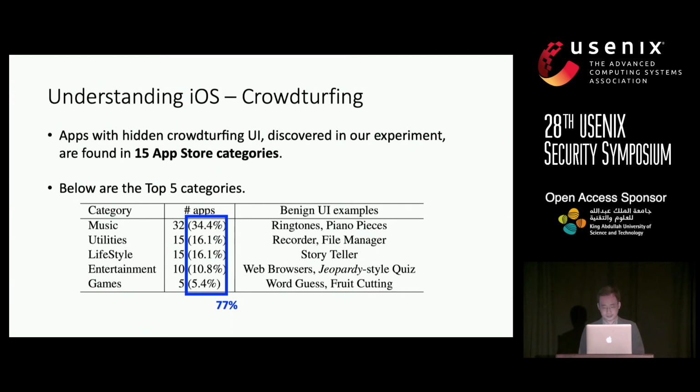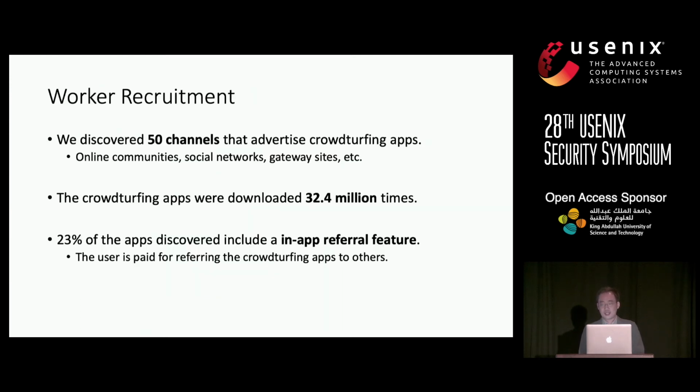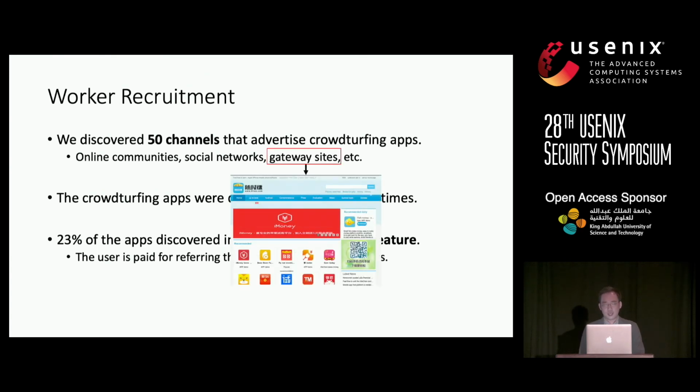To understand how crowdturfing platform owners spread such apps and recruit workers, we searched the app names that we discovered in our research on Google search engine. Through that approach, we discovered 50 channels that advertise crowdturfing apps. Most of them are, as I mentioned before, online communities, social networks, and gateway sites. Gateway sites are basically a crowdturfing app aggregation website, but it's not a complete list.